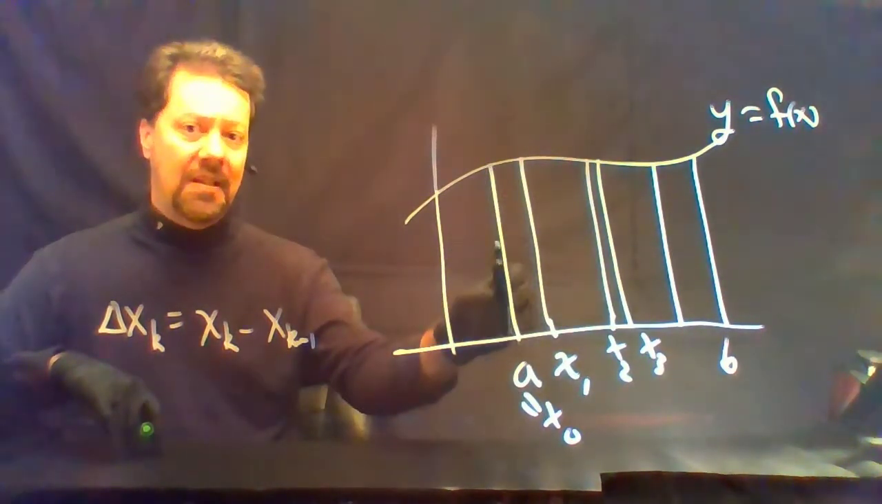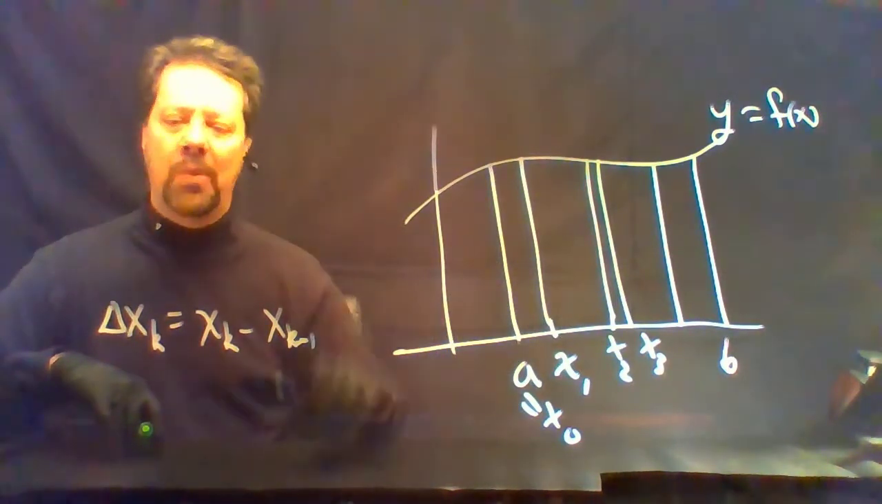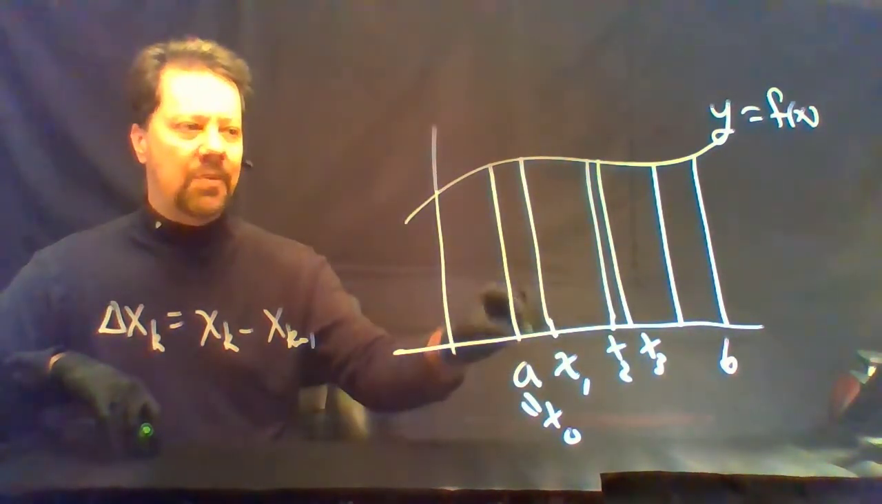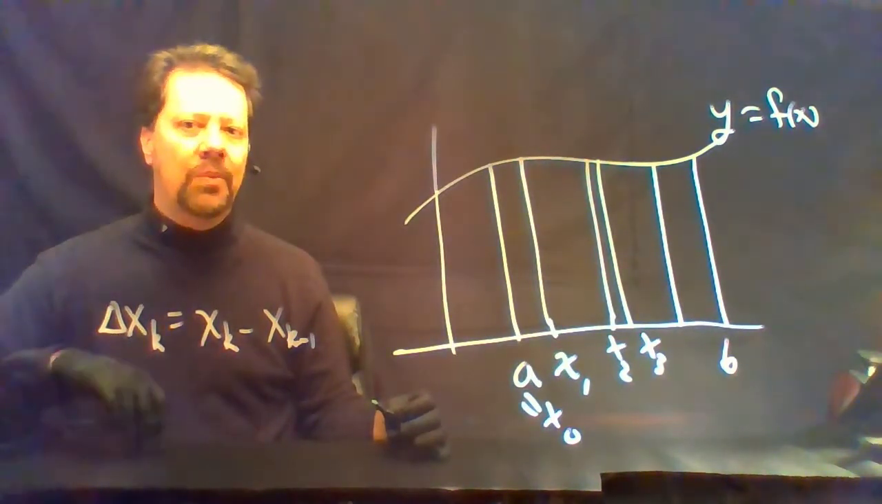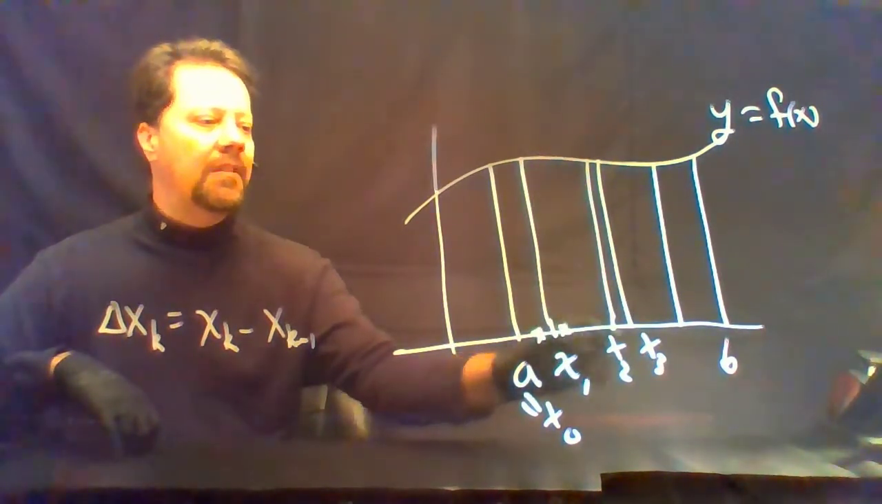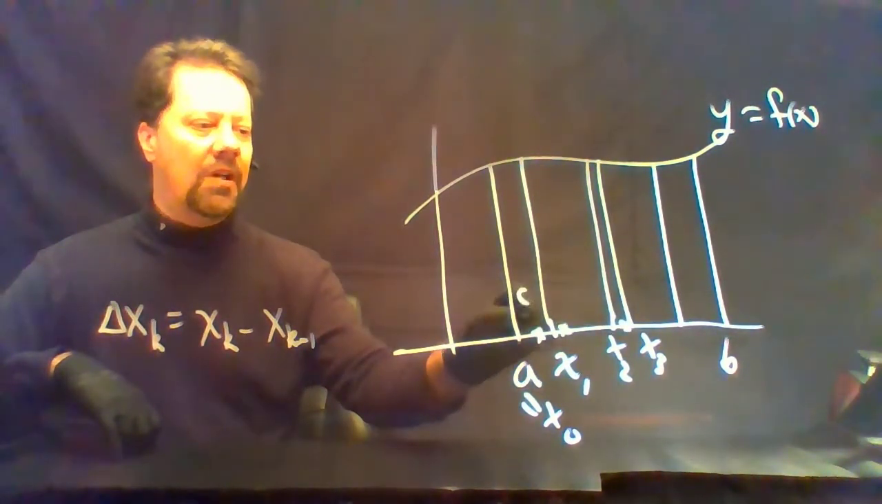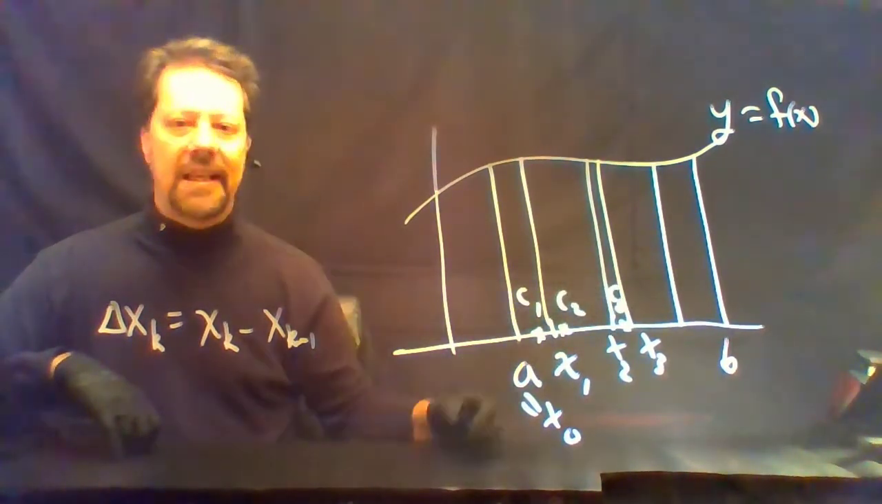Now, in the past, we used either right-hand endpoints, left-hand endpoints, or midpoints as the places where we calculated the height of the approximating rectangles. We'll do something a little different here. We'll select points at random in here. We'll call them sampling points C1, C2, C3, and so on.